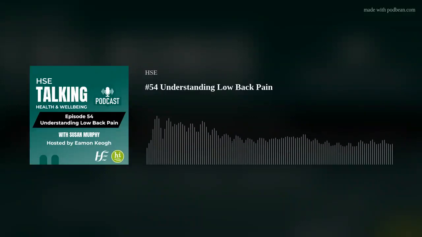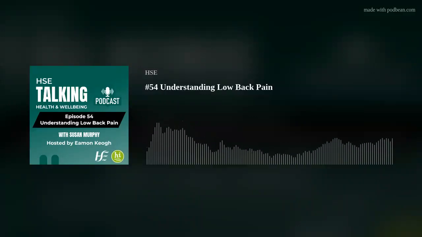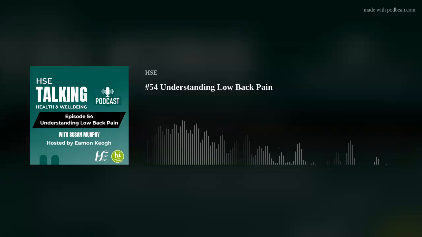If you reduce your activity levels over weeks and months, that naturally can lead to deconditioning of your back. The less you do, the less you're able to do.